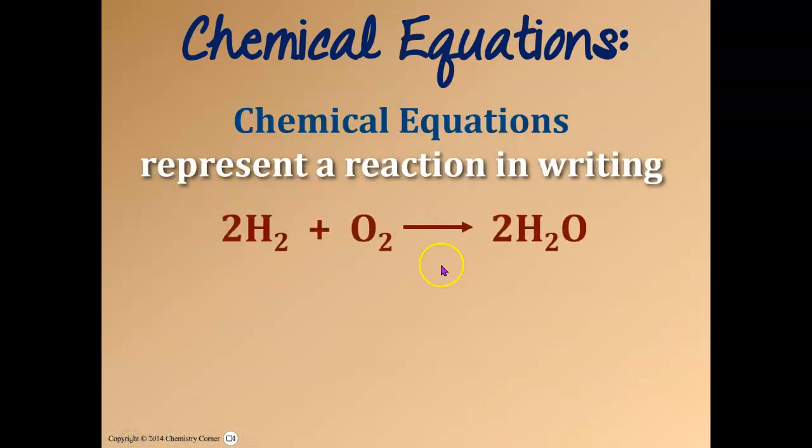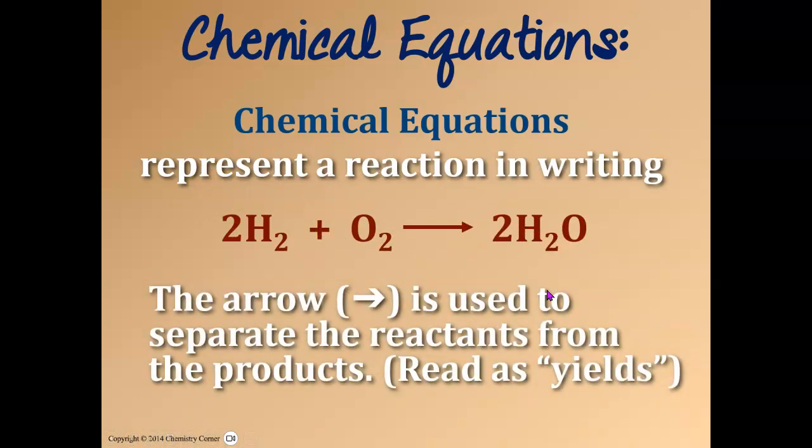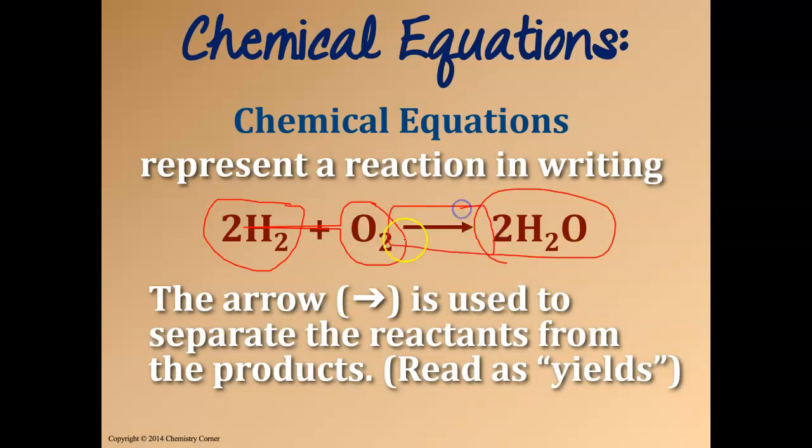So this is an example of a chemical equation. This is a basic equation that we use for the formation of water. So to make water, we have hydrogen gas, which is H2, and it combines with oxygen gas, which is O2, and produces water, H2O. This arrow here means yields. So hydrogen gas plus oxygen gas yields or produces water.